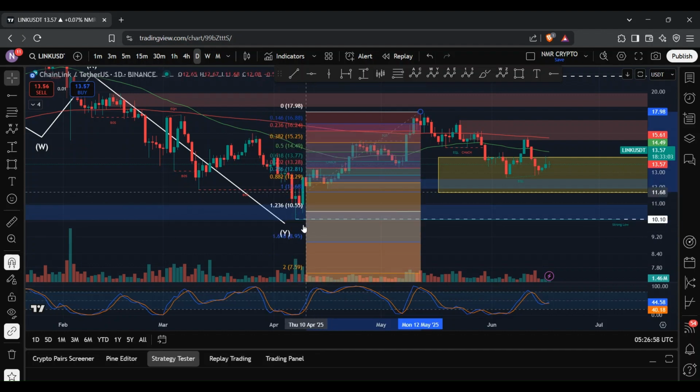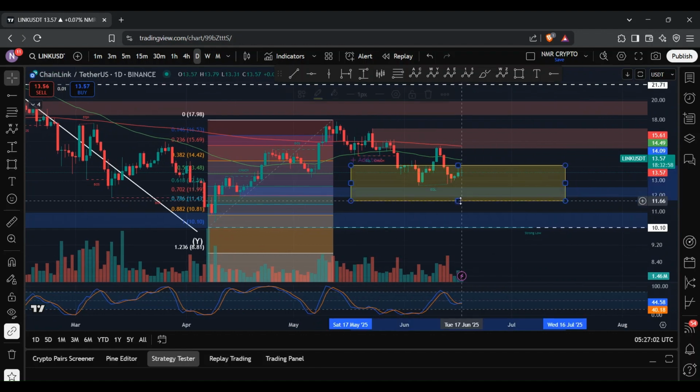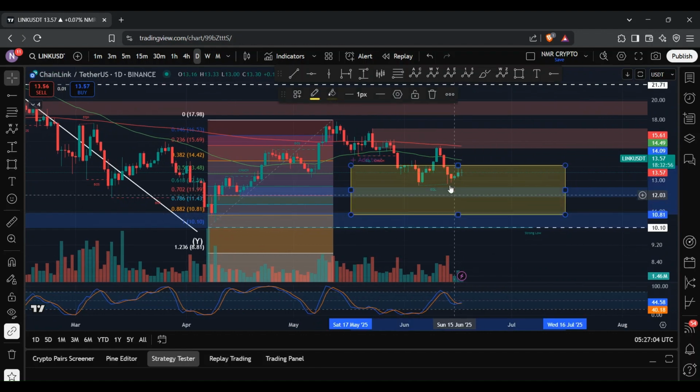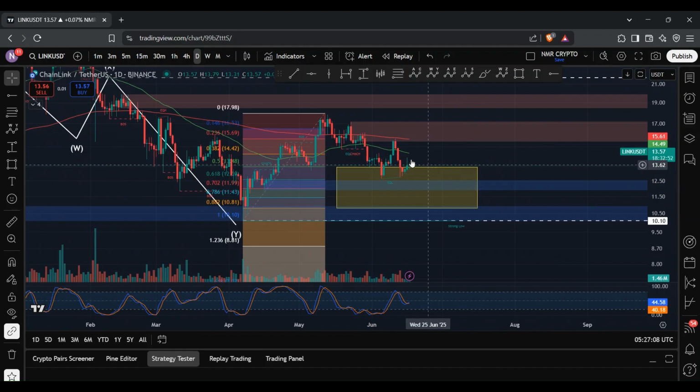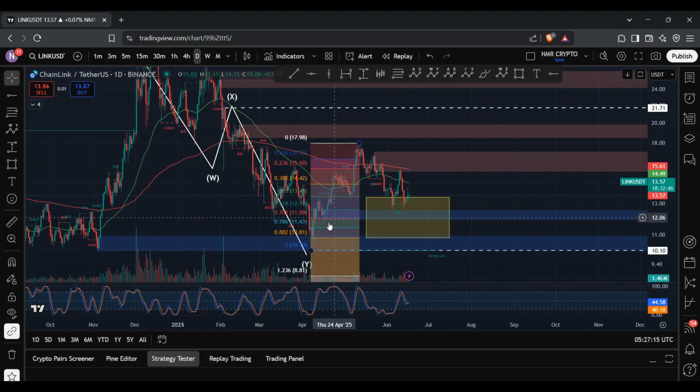Bring that down to over here. So we could actually go even deeper towards $10.81 to $13.48. And so, yeah, again, it's possible that we'll go slightly deeper and then we see that reversal to the upside where we then break this local top at $17.98.